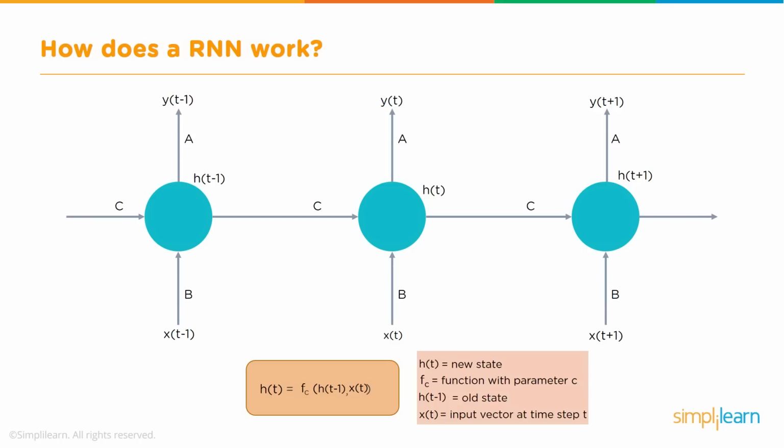So it's the last output of H combined with the new input of X, where H of T is the new state, F of C is a function with the parameters C, that's a common way of denoting it, H of T minus 1 is the old state coming out, and then X of T is an input vector at time step T.